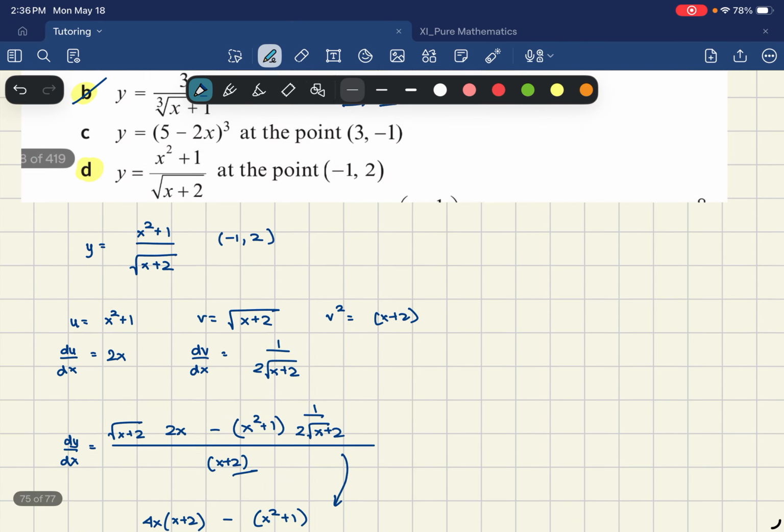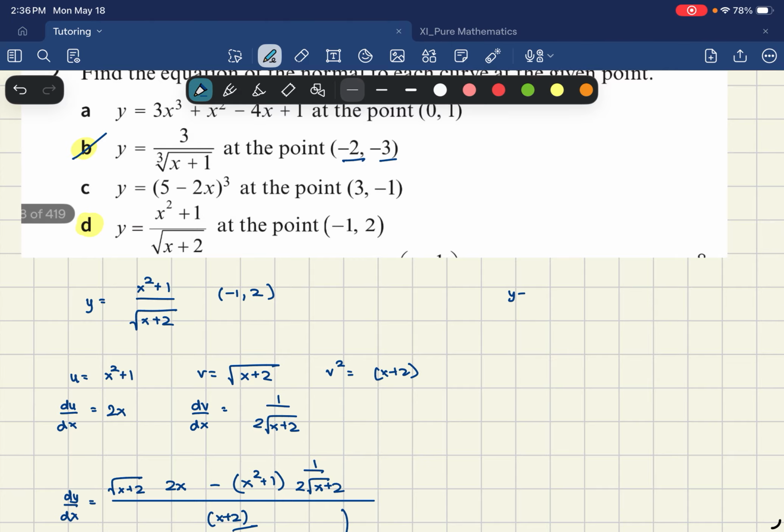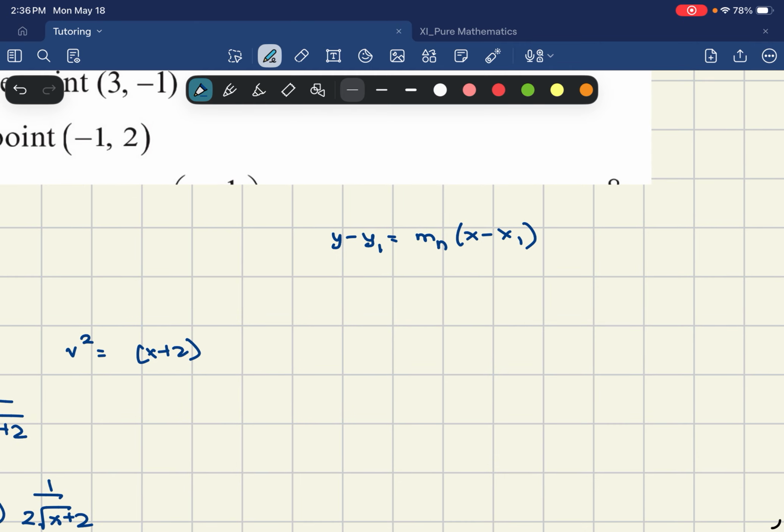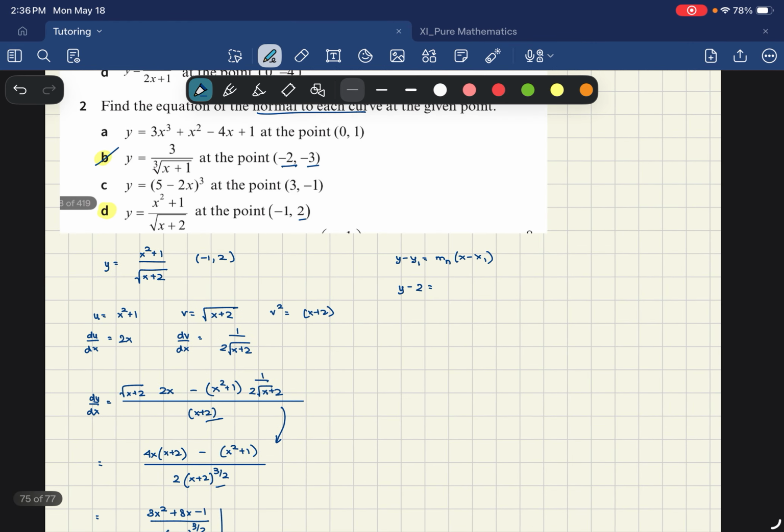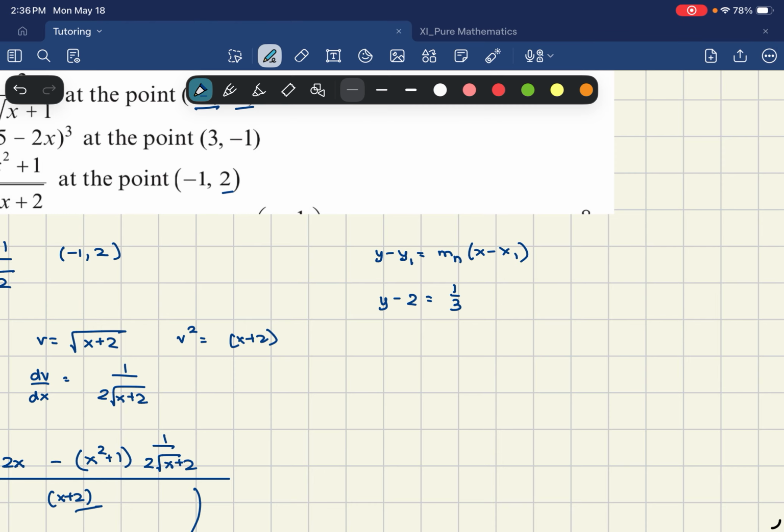So now, everything else is just the routine procedure. y minus y1 is going to be m of the normal line times x minus x1. That is going to give you the equation of the normal line. If you want the equation of the tangent line, you just find mt. So y minus 2, y1 is 2, the slope of the normal line is 1 over 3, right? 1 over 3, x plus 1.